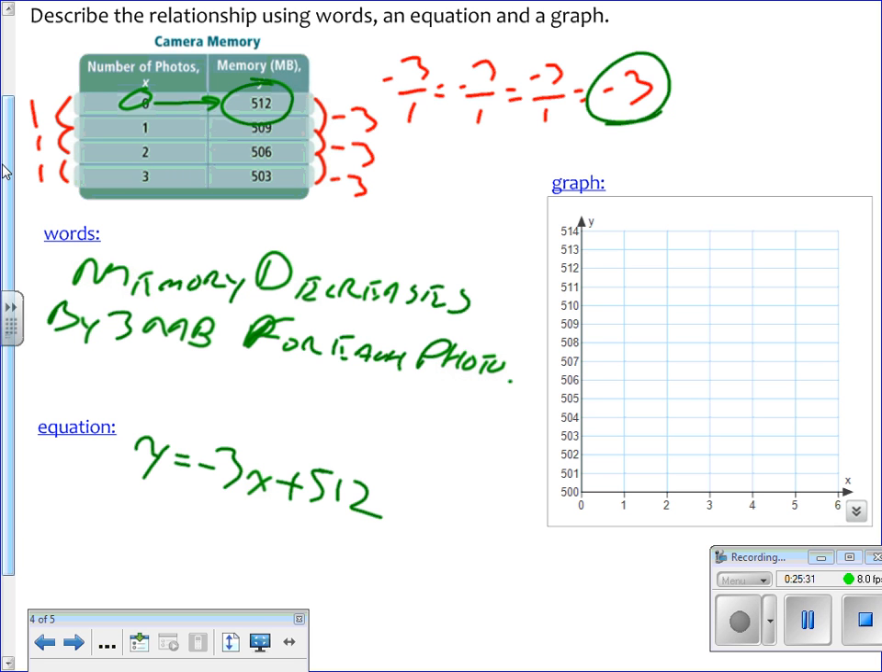And then plotting the table, plotting the points. You got the table, you got the graph, plot the points from the table on the graph. When x is 0, y is 512. When x is 1, I get 509. When x is 2, I get 506. When x is 3, I get 503. And I plotted 503 wrong.